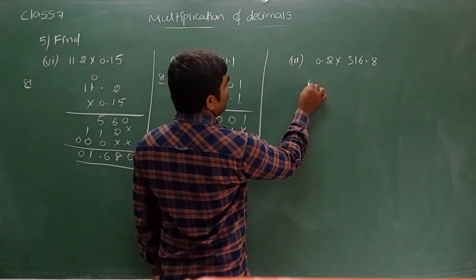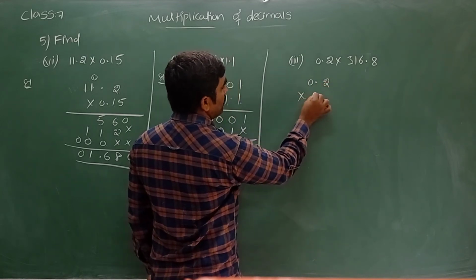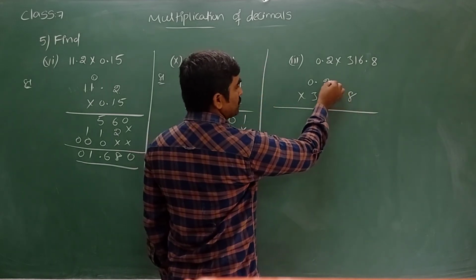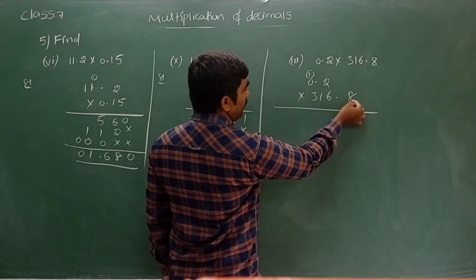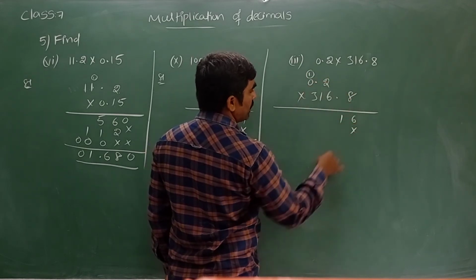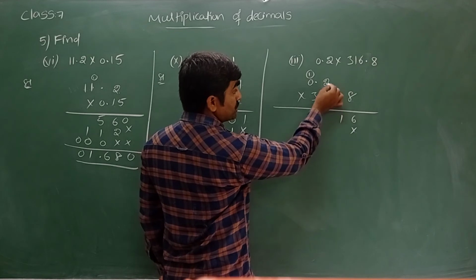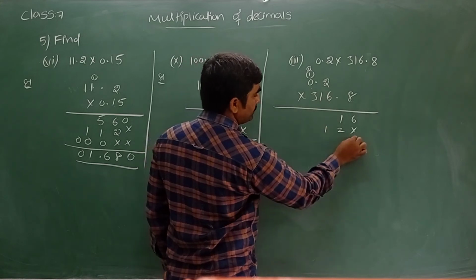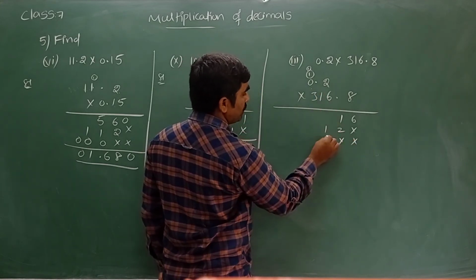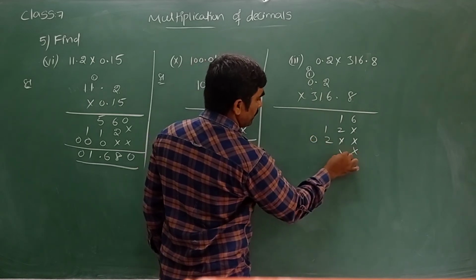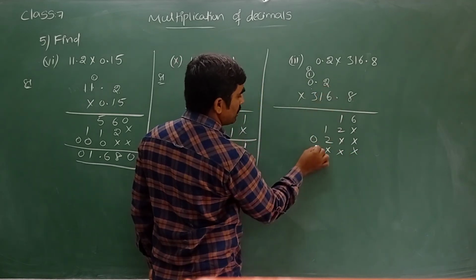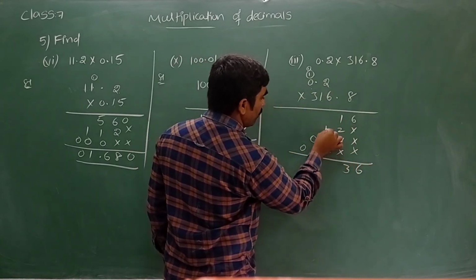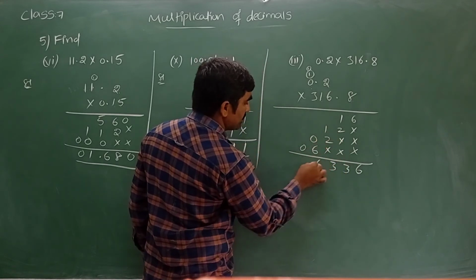Now let's see the next one. 0.2 into 316.8. Yes, multiply that now. 8 6s are 48, 8, 4 carry. 8 1s are 8 plus 4, 12. Now let's multiply the 2 table. 2 6s are 12, 2, 1 carry. 2 1s are 2 plus 1, 3. What next? 2 3s are 6. Next one, 0 table. 0 6s are 0. Yes. 6, 1 plus 2, 3, 1 plus 2, 3, 0 plus 6, 6, here 0.